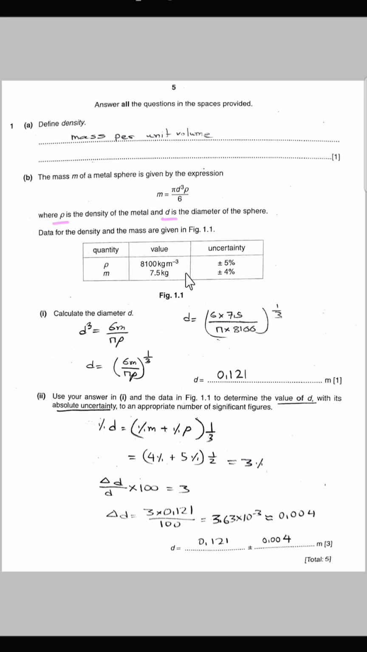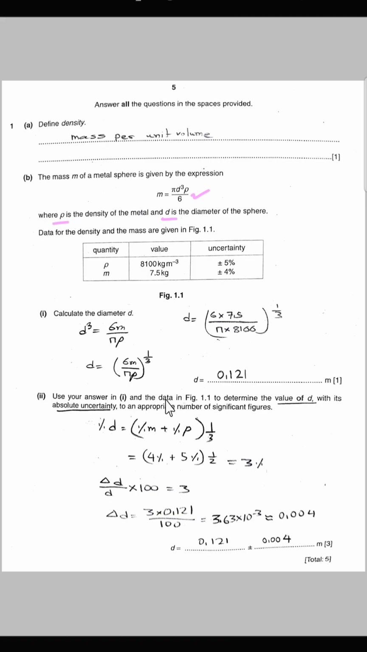So to calculate the diameter, we need to use this expression and make d the subject of the formula. Then we place the values of rho and m, and we know the value of pi, that is 3.14, and use it to calculate the diameter as 0.121 meter.